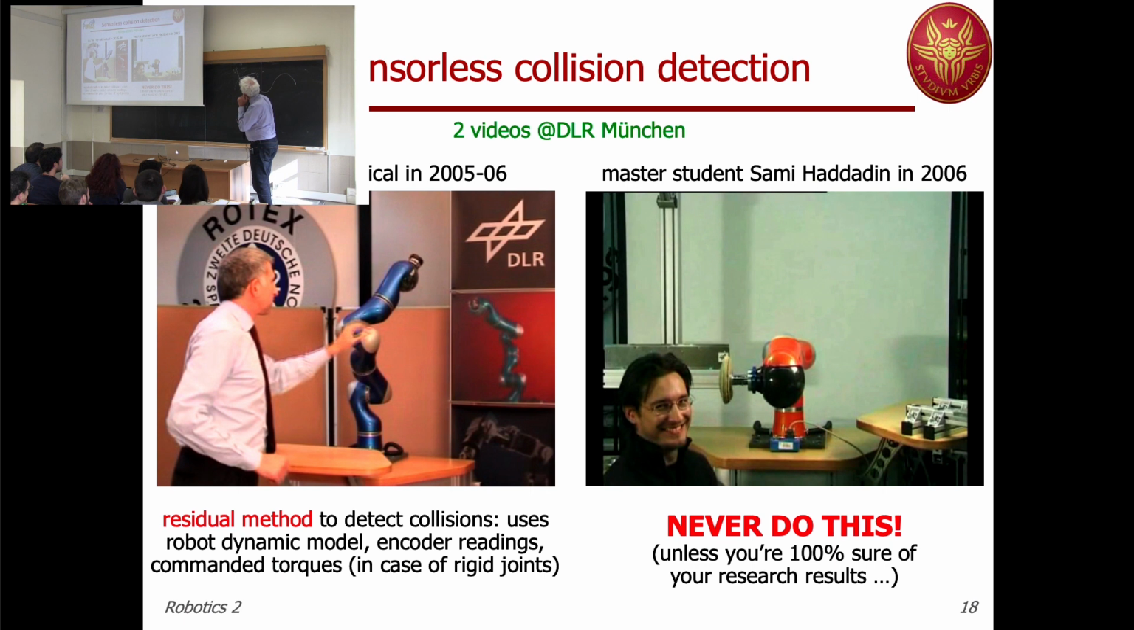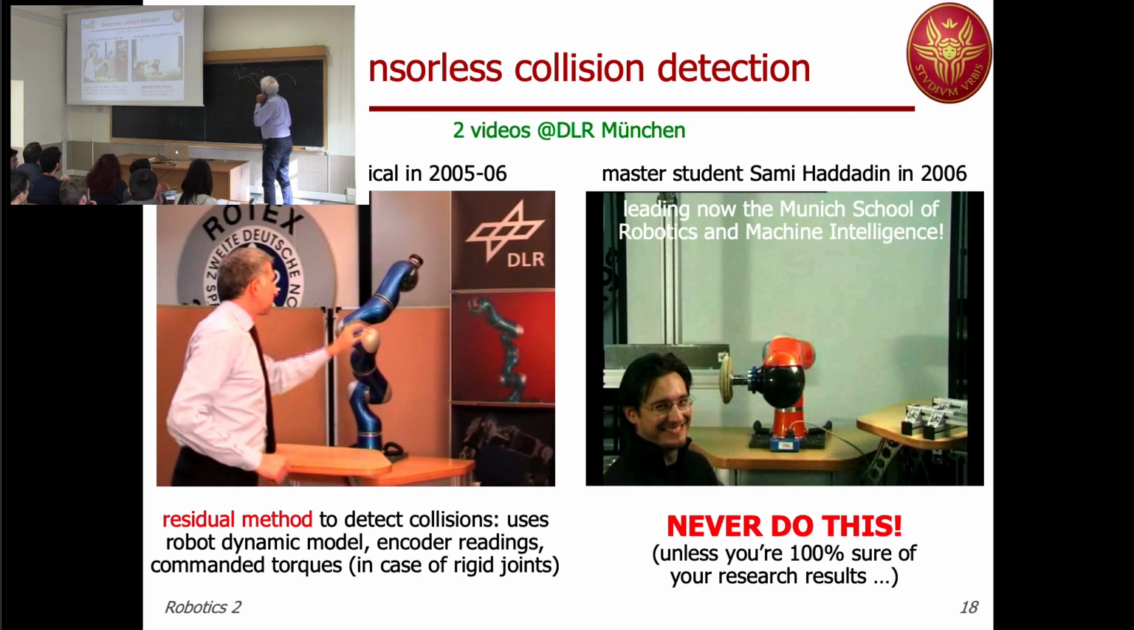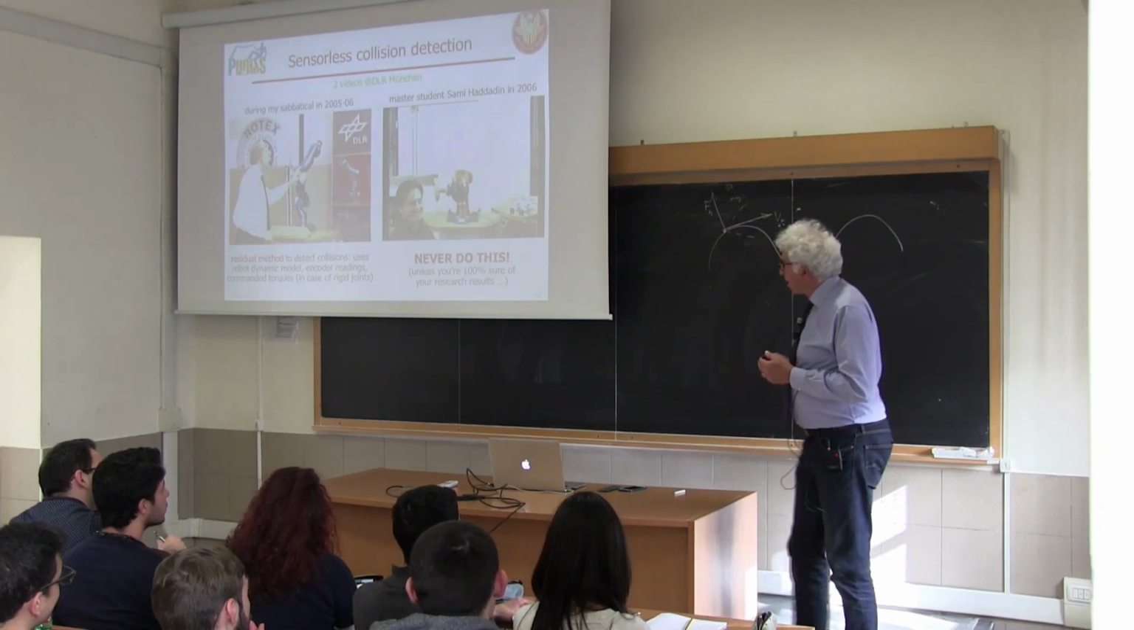And in fact, I don't know if I made the right choice. No, okay. Sorry, you cannot see this. But in fact, Sami is nowadays, let's say 13 years after, leading a huge research center on robotics and intelligent mechatronics in Munich with 120 researchers. So he was a very successful master student.